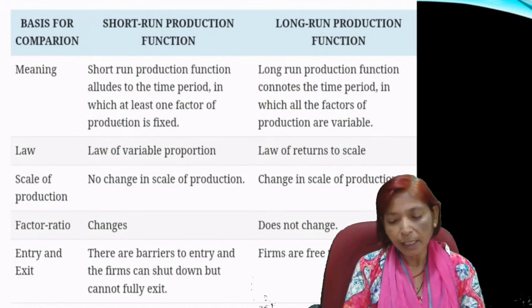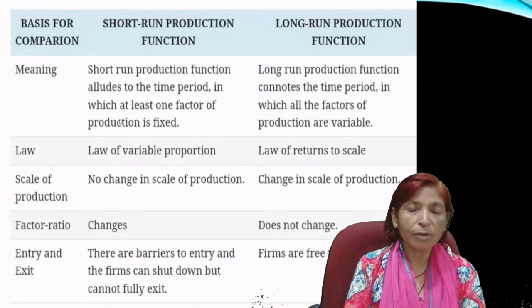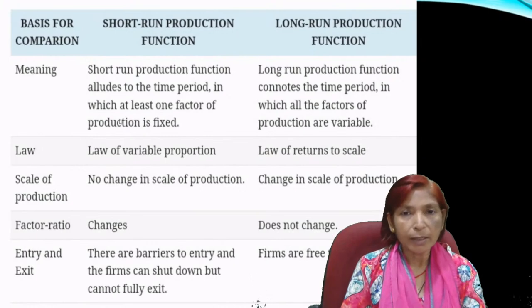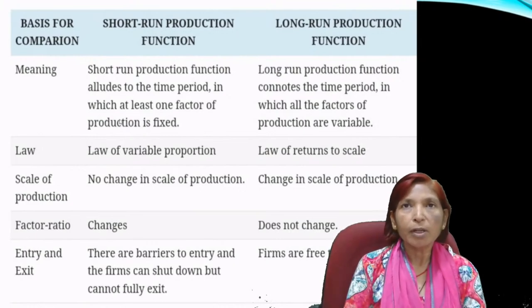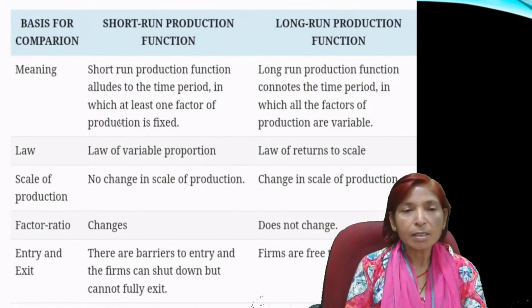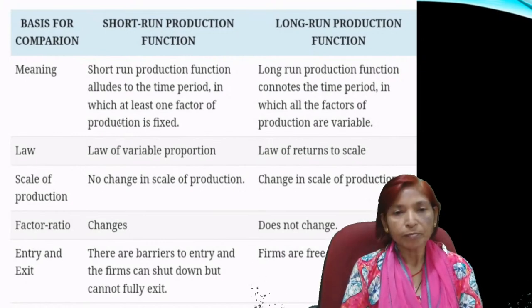for entry and exit. So this is the main difference between the two types of production function, which is related with short time period and long time period. So we can classify production function in two categories, short run and long run. Short run is called law of variable proportion, and long run production function is called returns to scale.